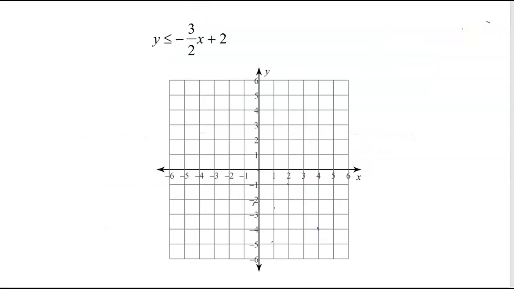Okay, let's try this one. Y is less than or equal to negative 3 over 2x plus 2. There's the y-intercept. 1, 2. Put it right there. It's negative, so I'm going to go down 3. 1, 2, 3. And I'm going to go over 2. I'm going to go down 3 over 2. Down 3 over 2. Okay?